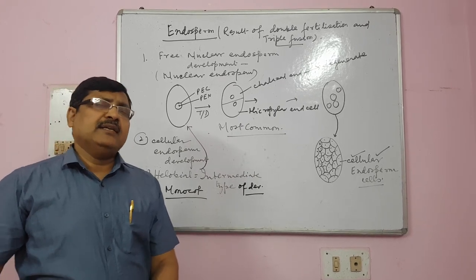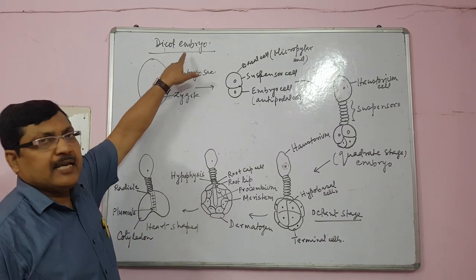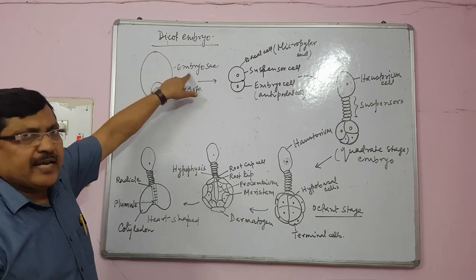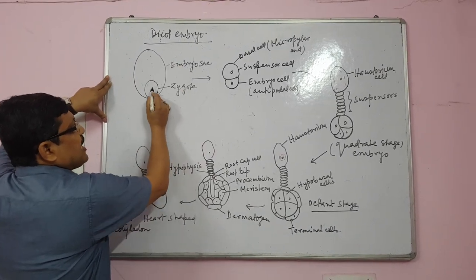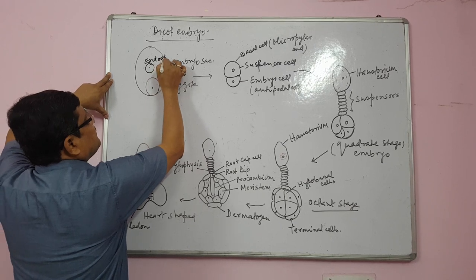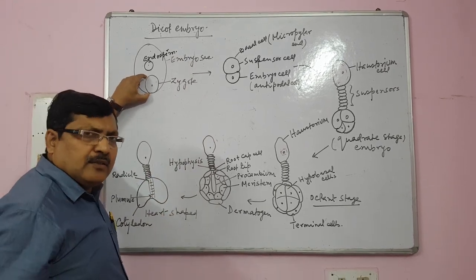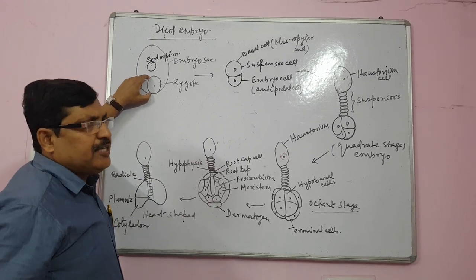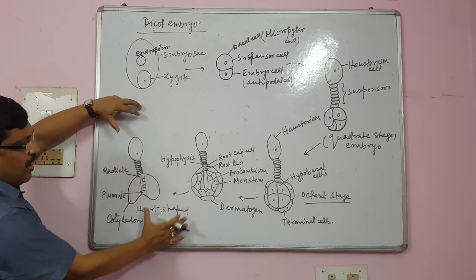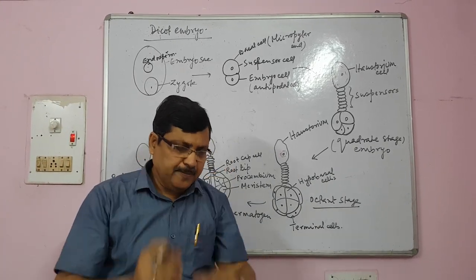We will discuss the development of the dicot embryo. Look here. This is an embryo sac. Here the zygote is developing and here the endosperm is developing. Clear? This zygote will develop as an embryo in the case of dicot as well as monocot. So the zygote develops into this heart-shaped embryo, and the embryo is enclosed within the seed.